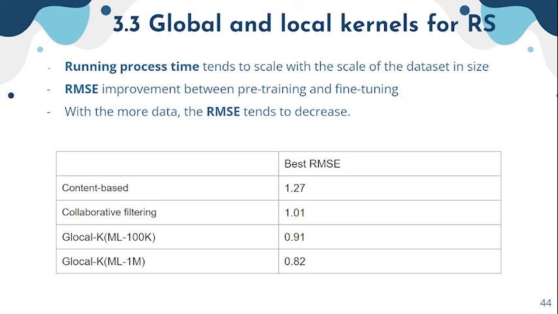And when comparing the three approaches, the content-based, the collaborative filtering, and the G-local-K for both ML100K and ML1 million, we can see that the G-local-K has the smaller root mean square error when compared with the two traditional approaches of the recommender system, and it has outperformed these two methods.